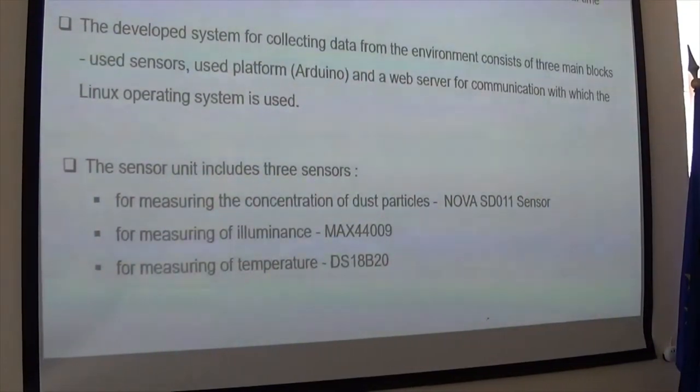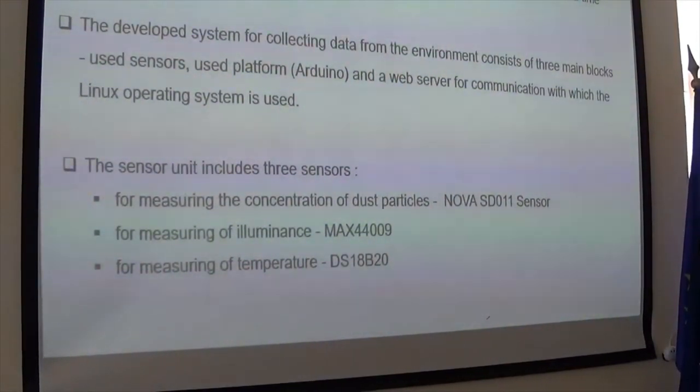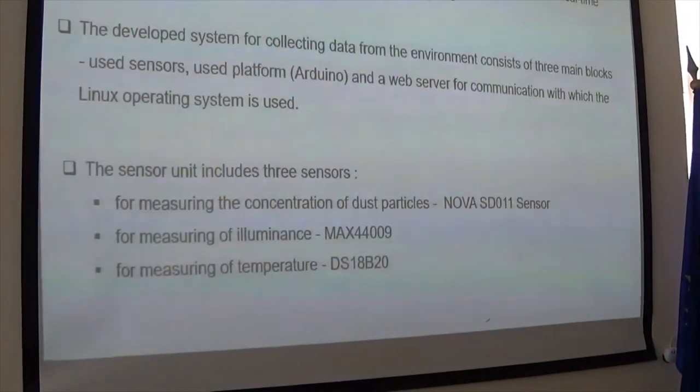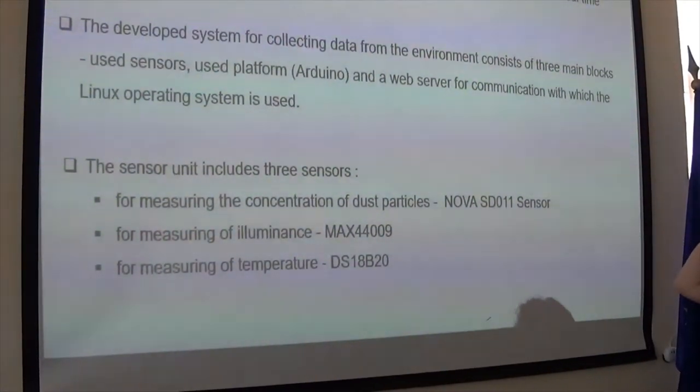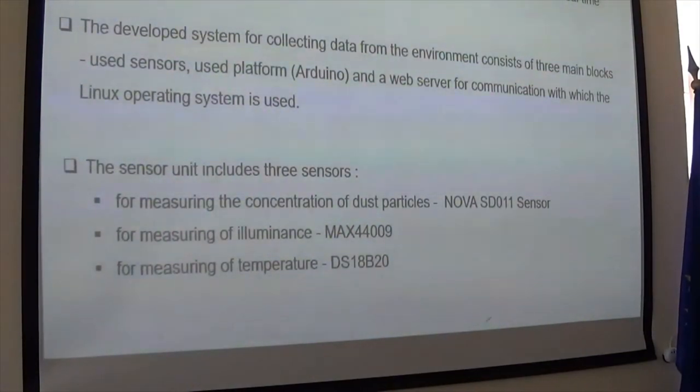The second sensor is for measuring illuminance. We use the MAX44009. This is a light sensor which integrates a photodiode and ADC with a digital interface. Thanks to this digital interface, this sensor is appropriate to use in many mobile applications. The third one is a sensor for measurement of temperature. We use the DS18B20 sensor. This sensor measures the temperature in Celsius degrees, which is advantageous for us because in Bulgaria we measure temperature in Celsius degrees.